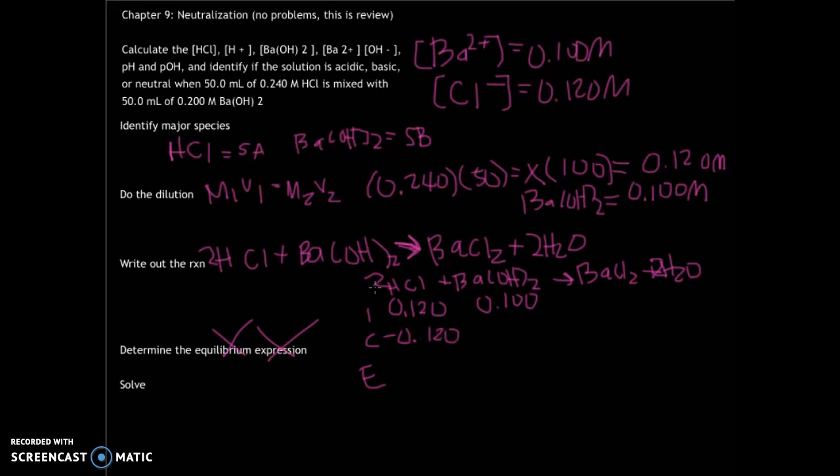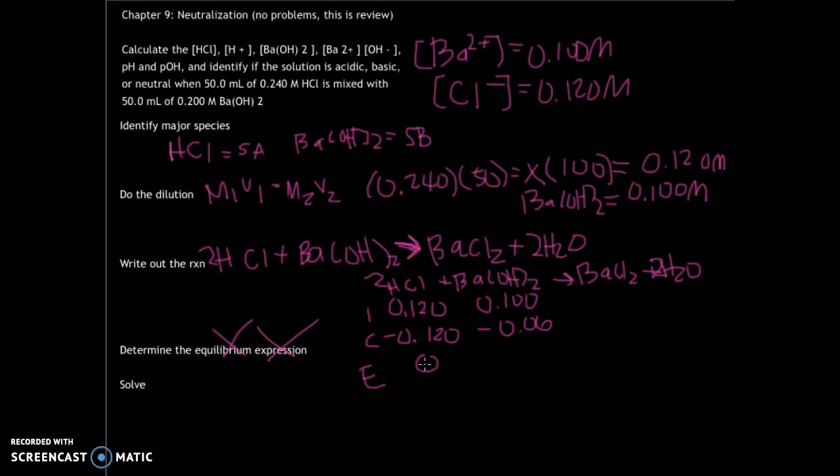Right? Okay, well, HCl and Ba(OH)2 react in a 2-to-1 ratio. So the barium hydroxide should be half of what the HCl is. So I'm only going to subtract 0.06 from over here. Okay?